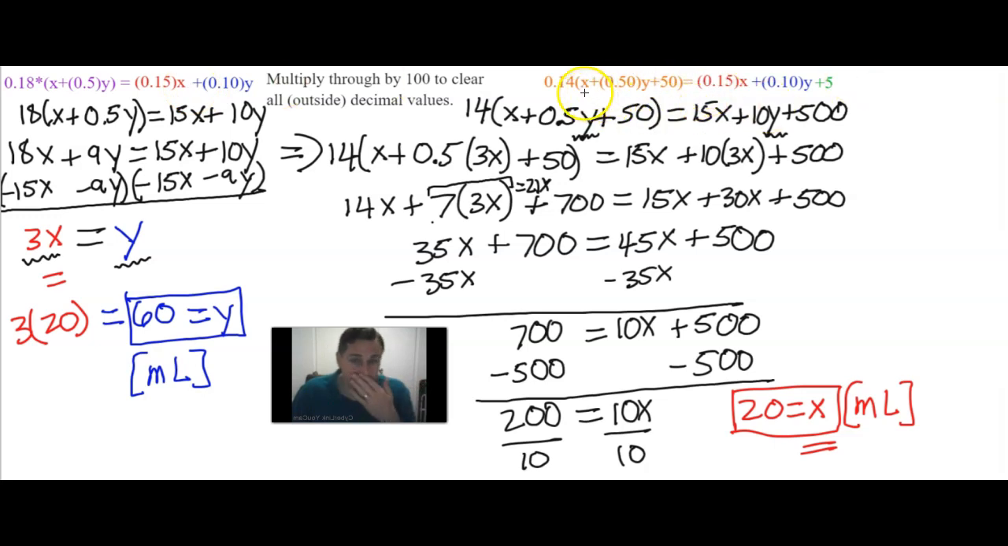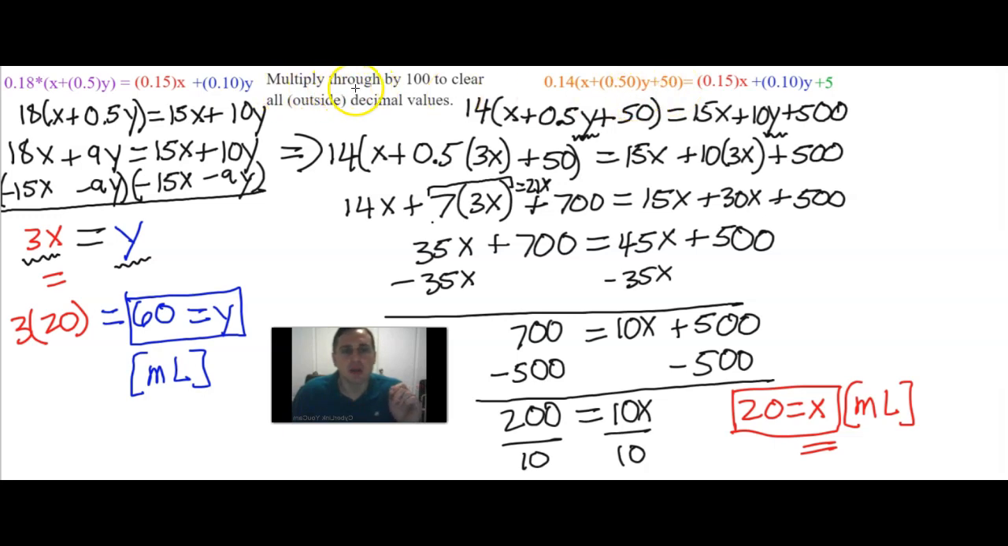The other mixture is a 14% solution, so that's 0.14 times x plus 0.5y, that's half the y solution, plus 50, that's the volume, the amount, equals 0.15x plus 0.10y plus 5. And then 5 here is 10% of 50. Okay, so that's the idea.